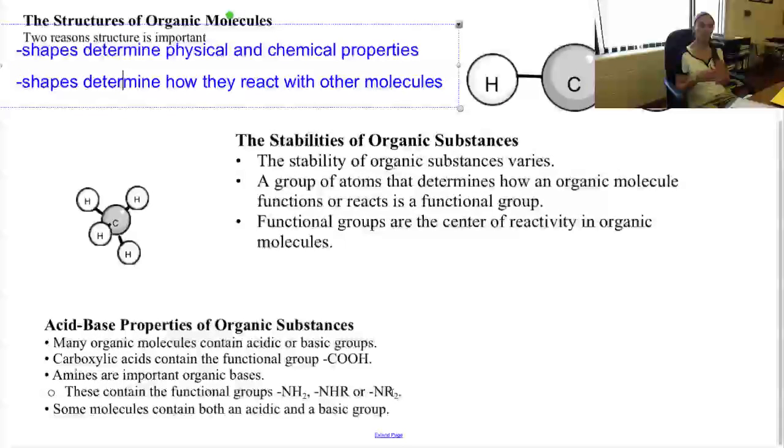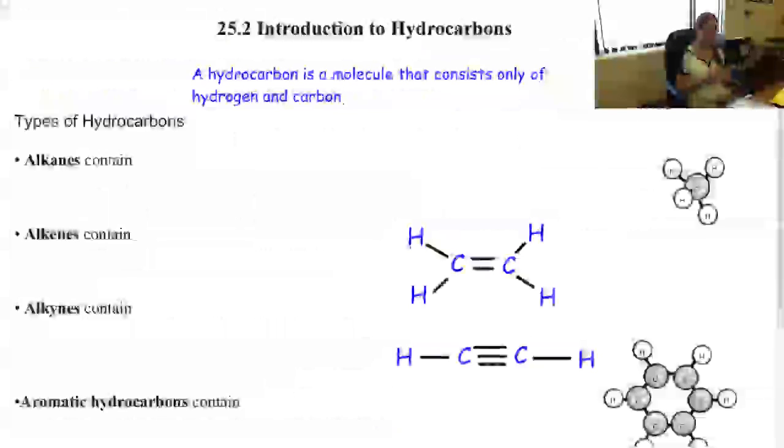Some molecules can be both acidic and basic. One end can be a little bit acidic, one end can be a little bit basic, and they're kind of interesting the bigger the organic molecules that you often see. Okay, so now we're going to look at just an overall view of hydrocarbons.